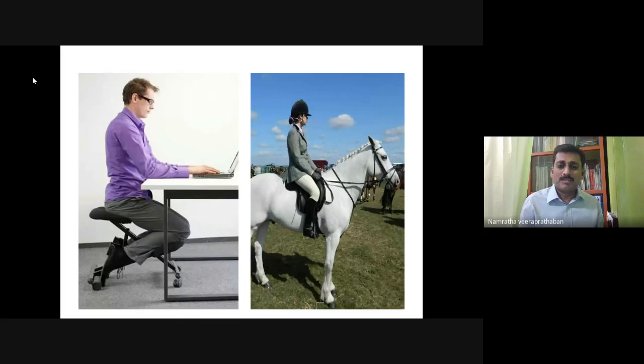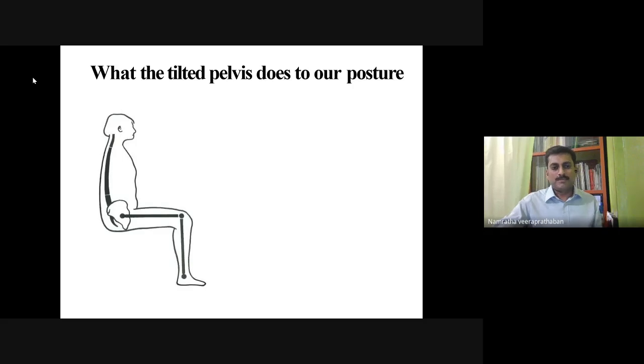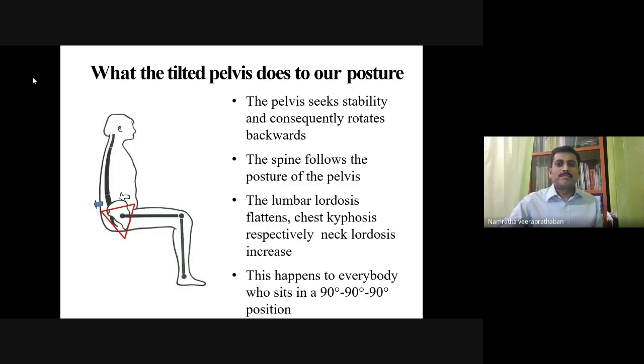She is maintaining a nice lumbar lordosis and the pelvis remains the same. So all the problems happen when you sit with 90-90-90. Now, what does the tilted pelvis do to our posture? What happens when you sit in this position? Let's see one by one.